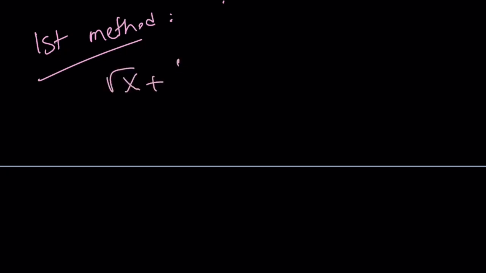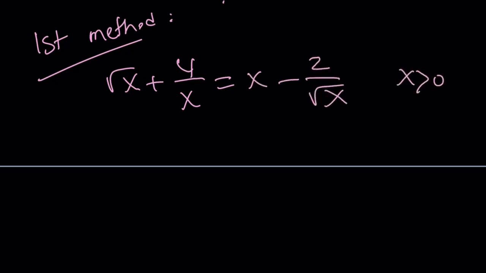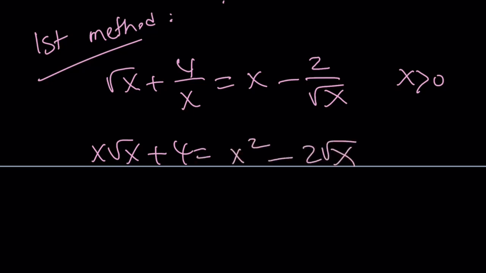Let's take a look at another method, which is going to be our first method. I'm going to do the first method next and the second method last. So for my first method, as always, I'm going to rewrite the original problem so you can see it. x is positive. Don't forget that at the end. I'm going to multiply both sides by x this time. x root x plus 4 equals x squared minus 2 times square root of x. Kind of makes sense, right?